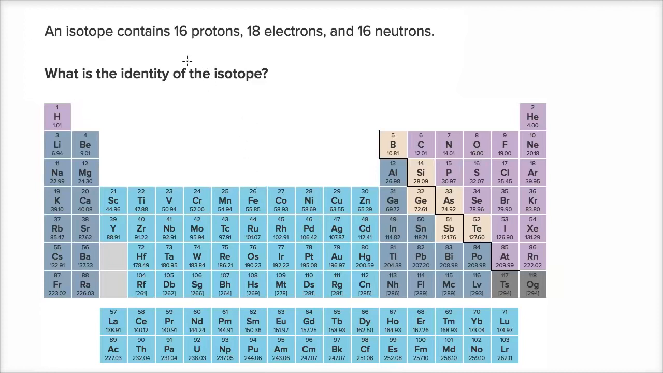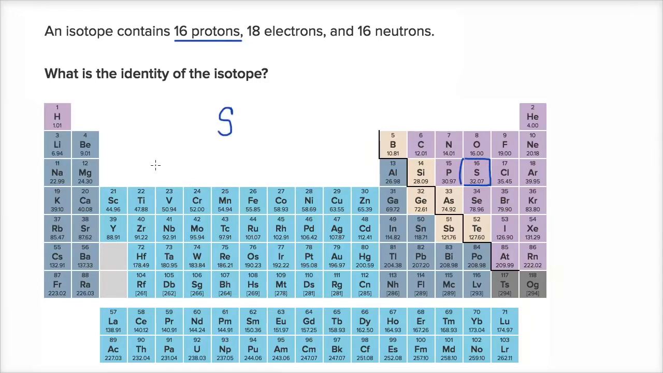So an element is defined by the number of protons it has. So if someone tells you the number of protons, you should be able to look at a periodic table and figure out what element they are talking about. Because it is 16 protons, we can go right over here to the atomic number. What has 16 protons? Well, anything that has 16 protons by definition is going to be sulfur right over here. So I could write a big S.